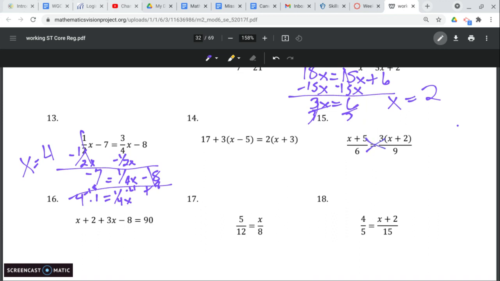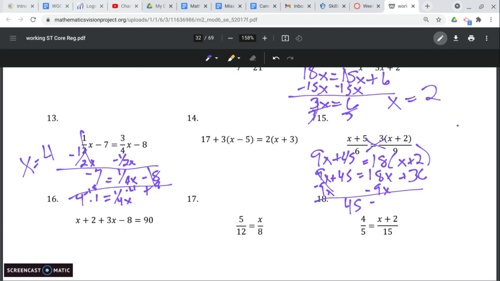So x times 9 is going to give us 9x. 5 times 9 is going to give us 45, equals 6 times 3 is 18 times x plus 2. So we have 9x plus 45 equals 18x plus 36. So now we want to subtract. So move the 9x over.